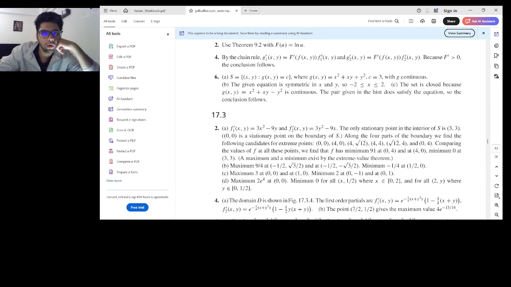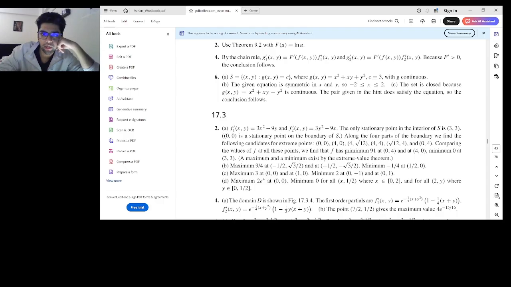So returning to my PDF, you can see that the second question part is the only stationary point is 3 comma 3 and 0 comma 0 is a stationary point of the boundary of S. Along the four parts of the boundary we find f of 0 comma 0, 4 comma 0, 4 comma root 12, 2 root 3, 4 comma 4, 2 root 3 comma 4 and 0 comma 4. Comparing the values of f at all these points, we find the f has minimum 91 at 0 comma 4, at 4 comma 0, minimum 0 at 3 comma 3.